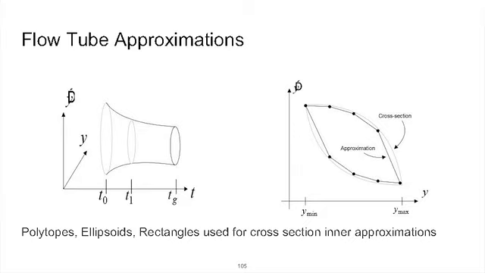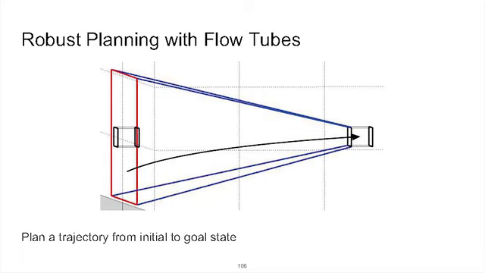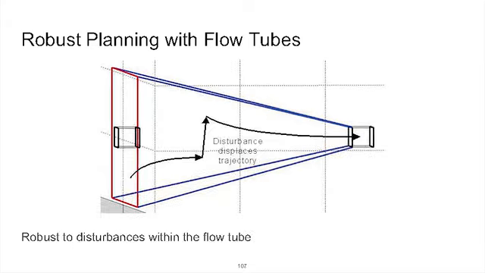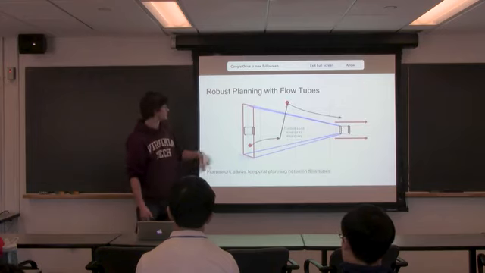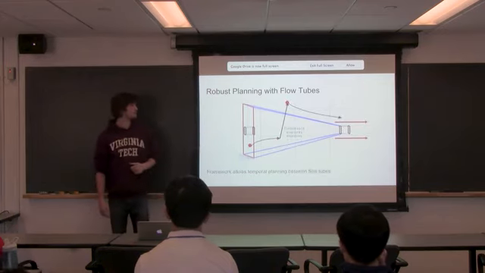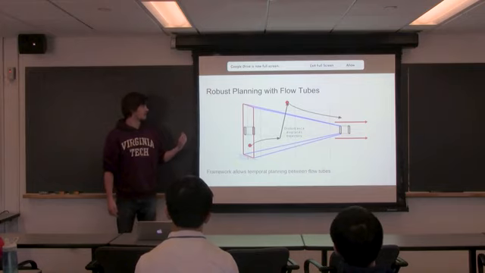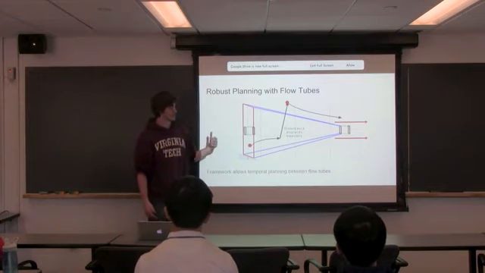Okay, so robust planning, you plan a trajectory from here to here, and that should be good. But then you get disturbed, you're still within the trajectory, so you're still good. But some work done by Professor Williams and Hoffman shows that, so what do you do when you're actually outside of the funnel? Now what you can do is temporal planning.